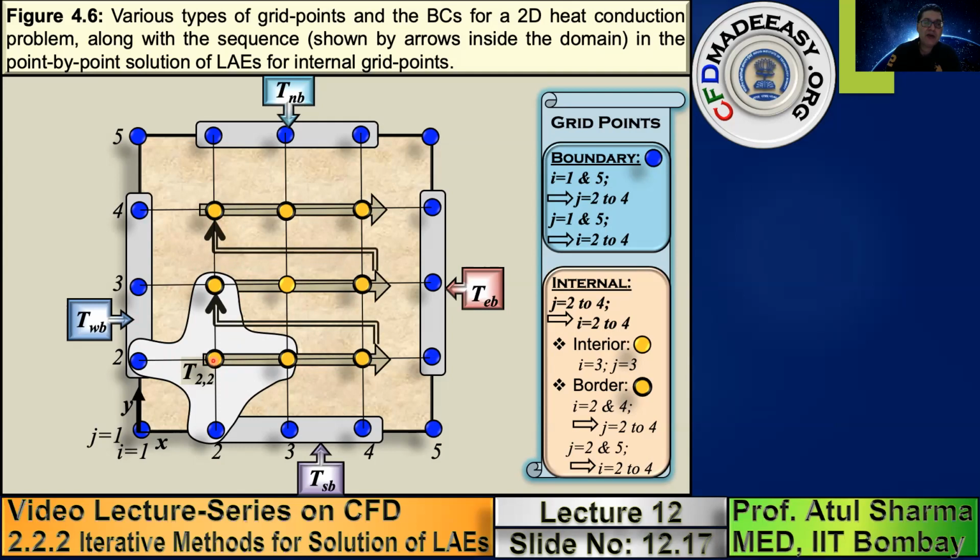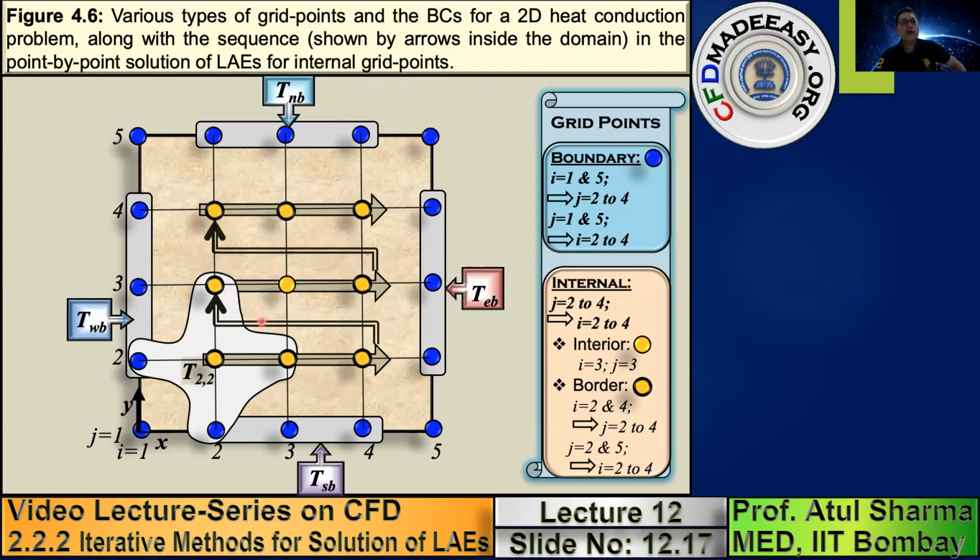So this way the sequence in which your equation works basically calculates the updated iterative value of this point, this point. This is the sequence in which the calculations are done inside the loop. So this shows the various grid points and the boundary conditions for 2D grid conduction, along with the sequence shown by these arrows in the point-by-point solution of the system of linear algebraic equations for internal grid points.